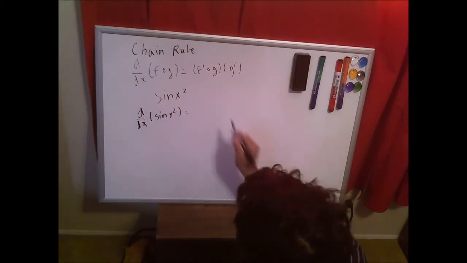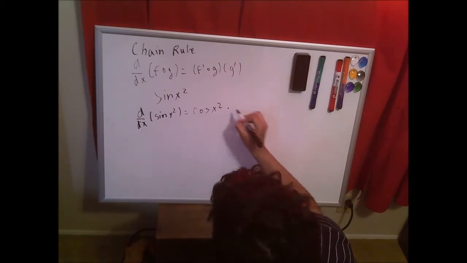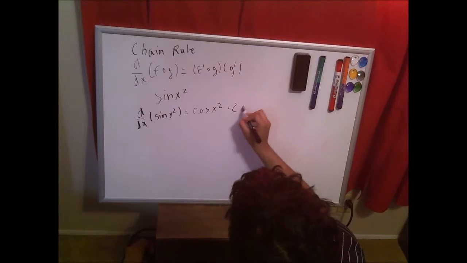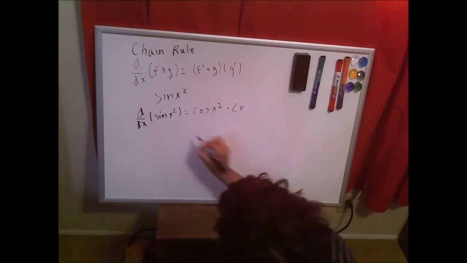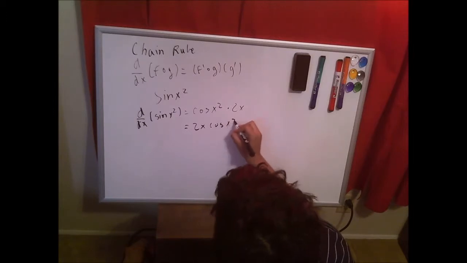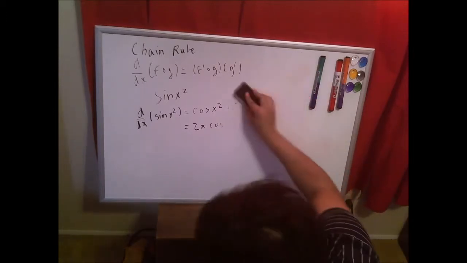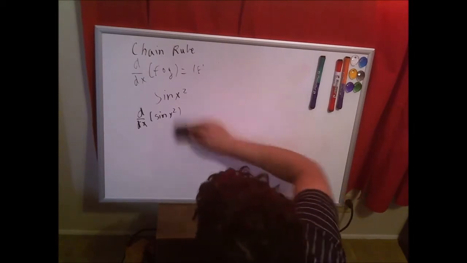We take the derivative of the sine, which is cosine, and we multiply by the derivative of x squared, which is 2x. And we get the answer 2x cosine of x squared. Next, we'll be going over the product rule.